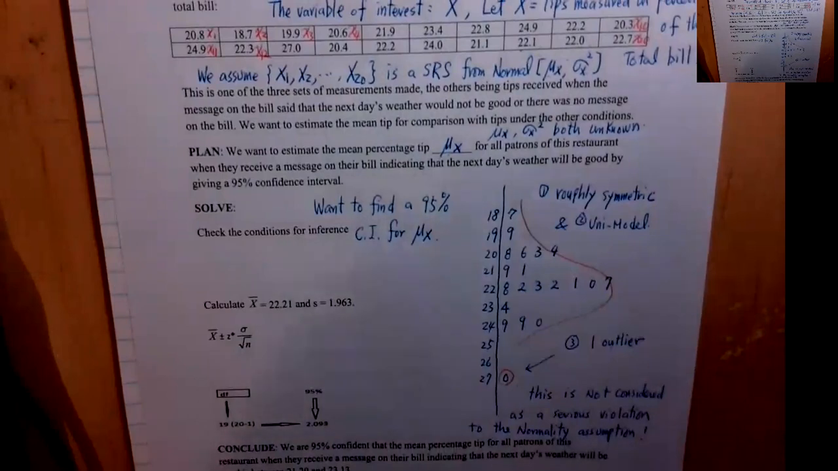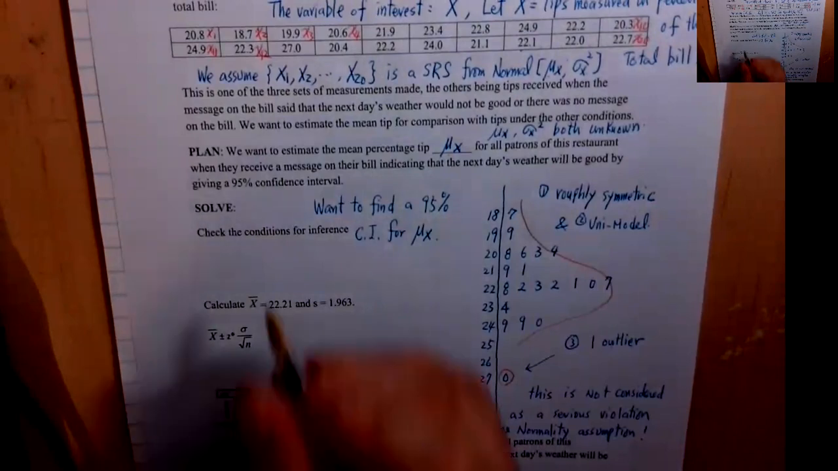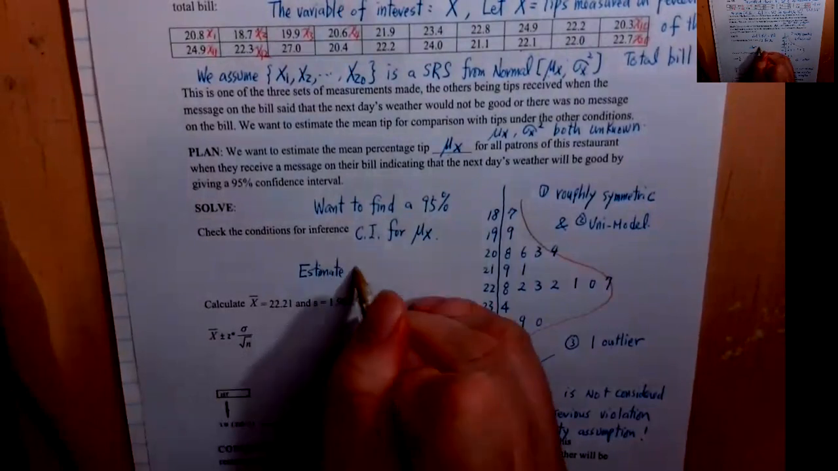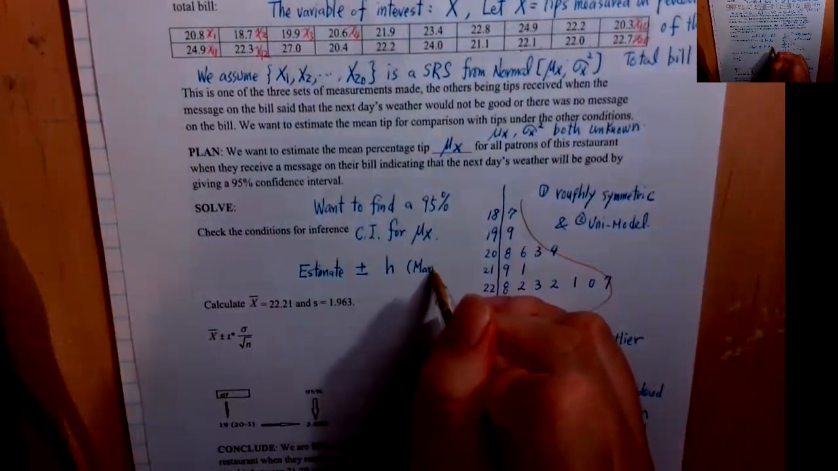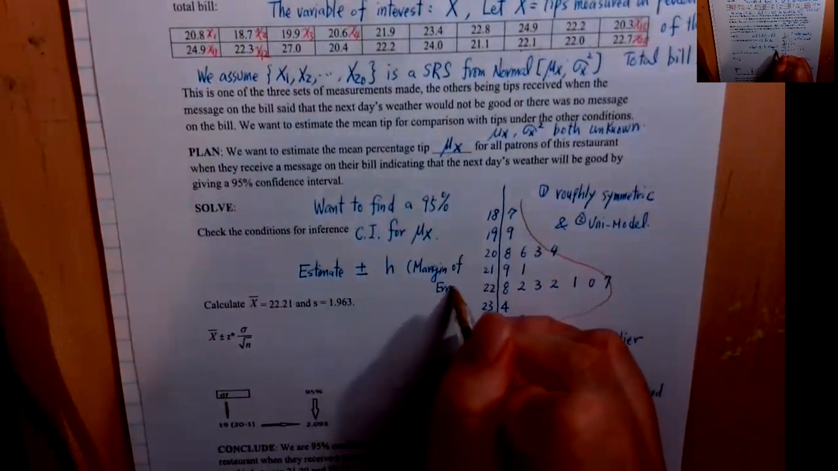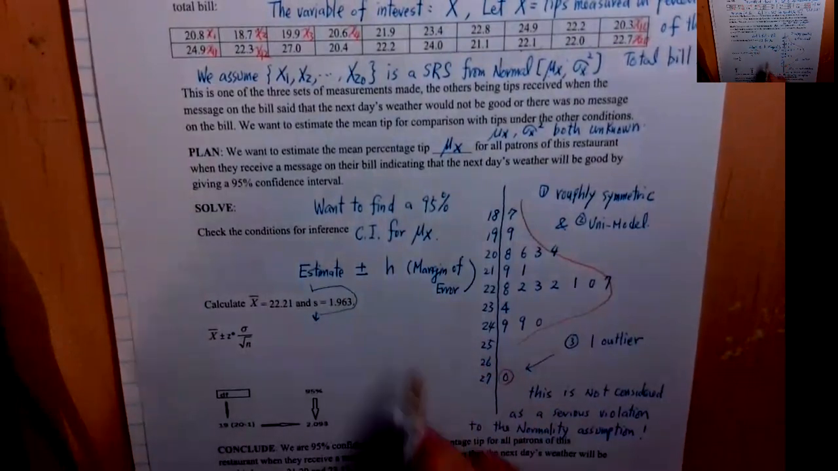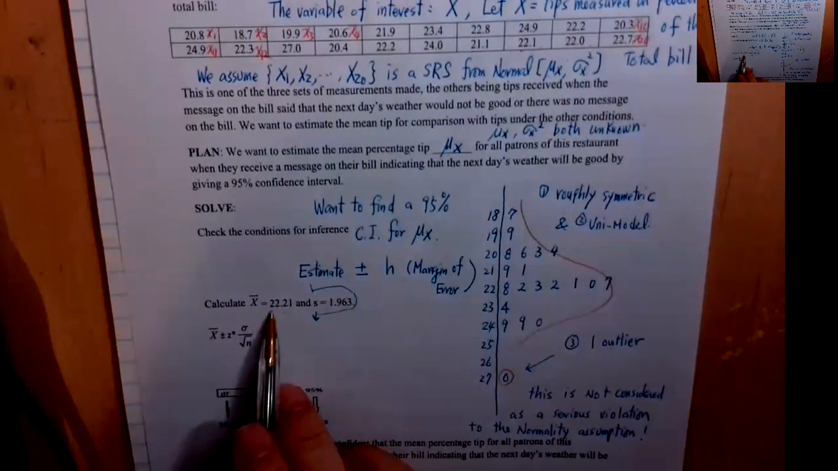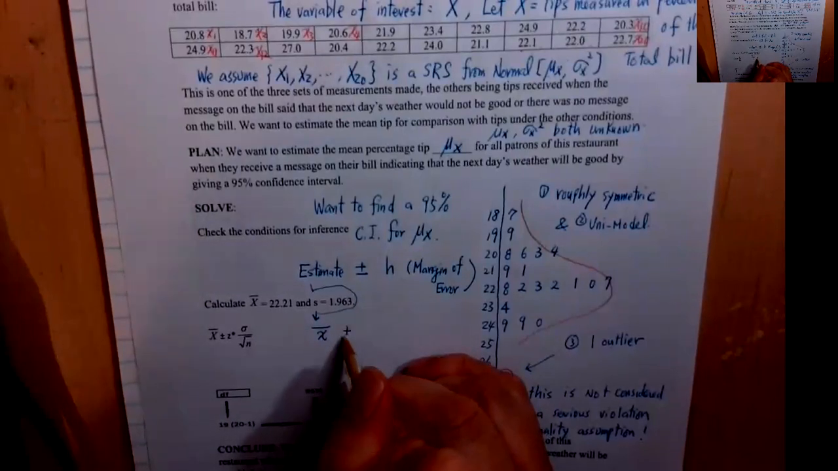So we want to build a 95% confidence interval for mu x. Remember the formula? We always begin with the estimate, plus or minus h. H is the margin of error. And what is the observed value of our estimator? Well, x bar is given in the question already. x bar is 22.21.